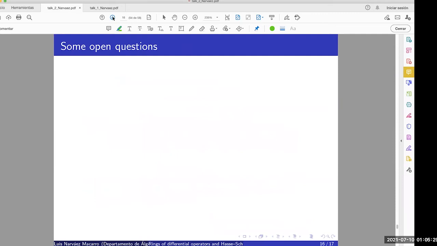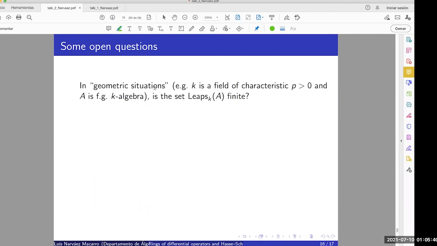And to finish, let's say, I'll also give a short list of some open questions. Perhaps the most basic open question is to show that under some reasonable hypothesis, in the geometric situations, the set of leaps is finite. In all the examples we treated, this is true.